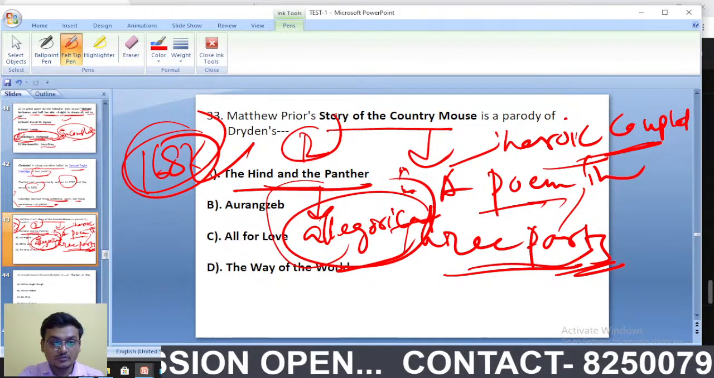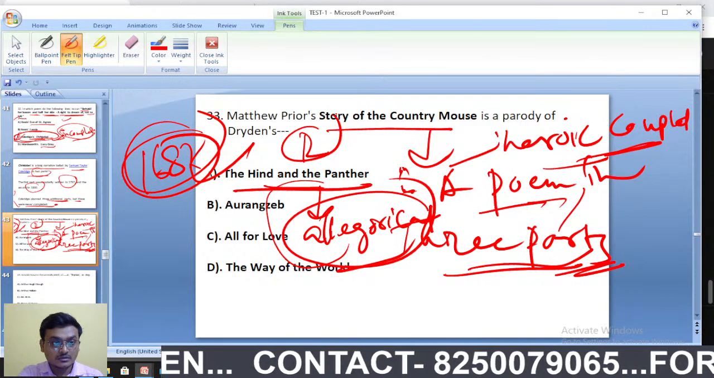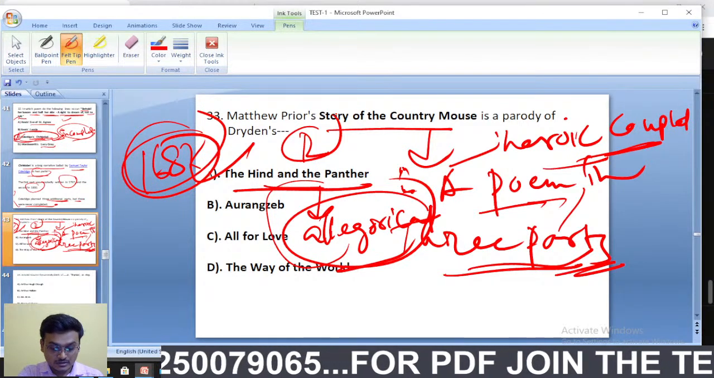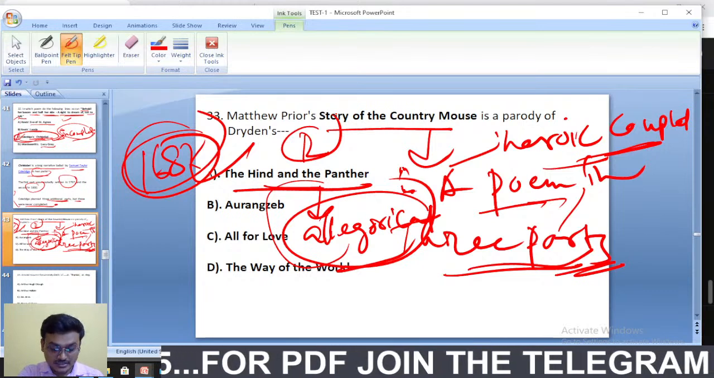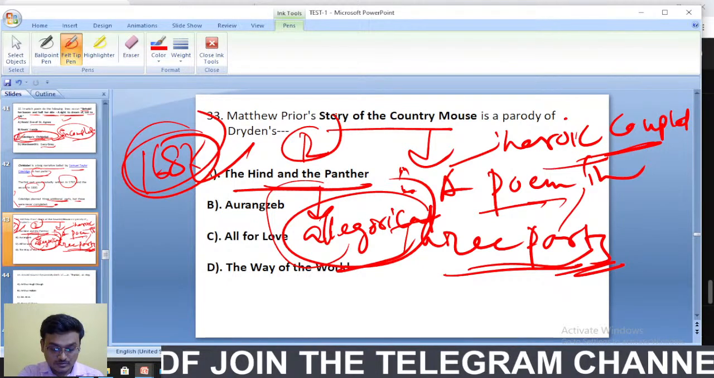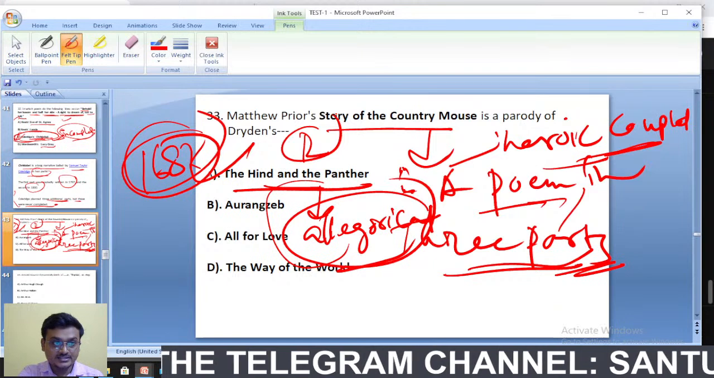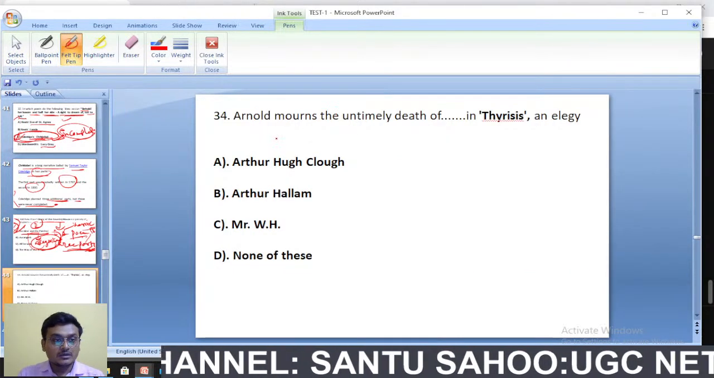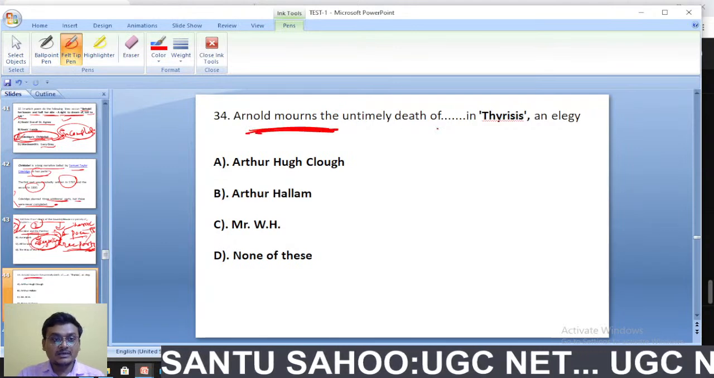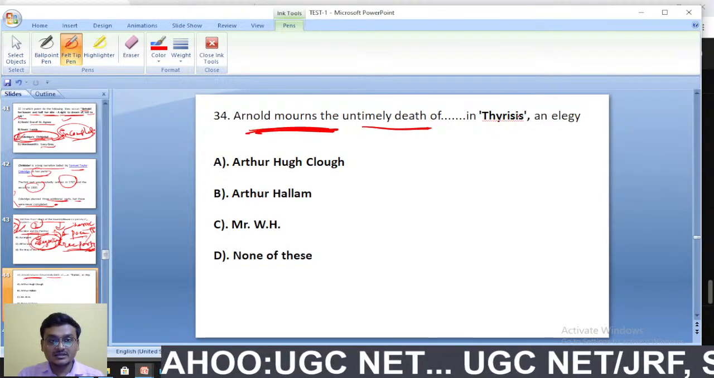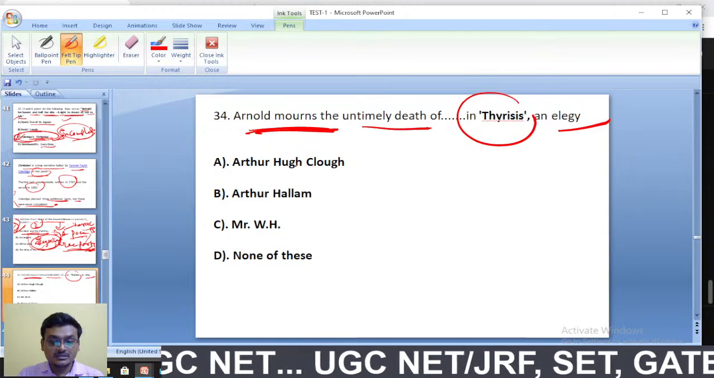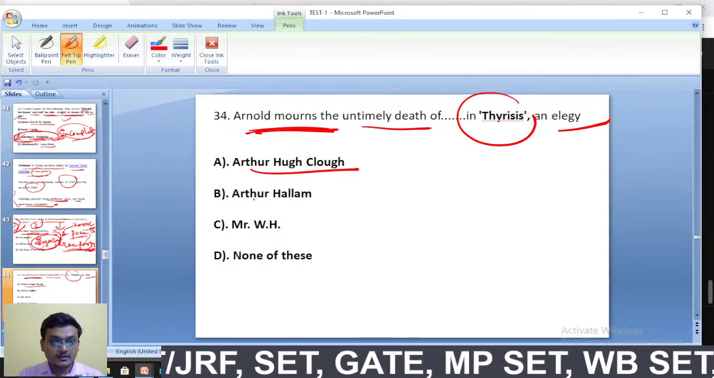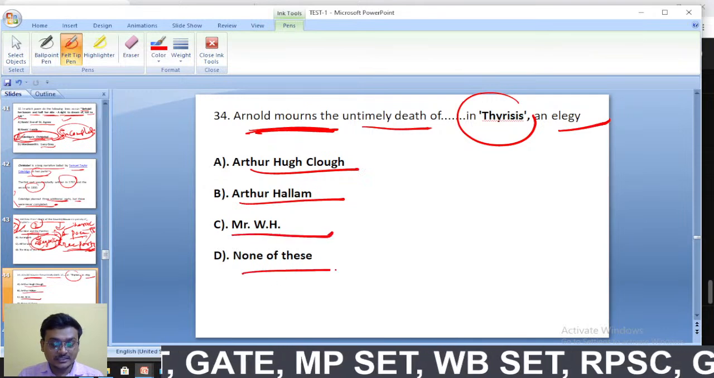Next question, moving on to question number 30. Aurangzeb, no, it's The Hind and the Panther actually. Arnold mourns the untimely death of dash in Thyrsis, an elegy. Arthur Hugh Clough, Arthur Hallam, Mr. W., none of these.